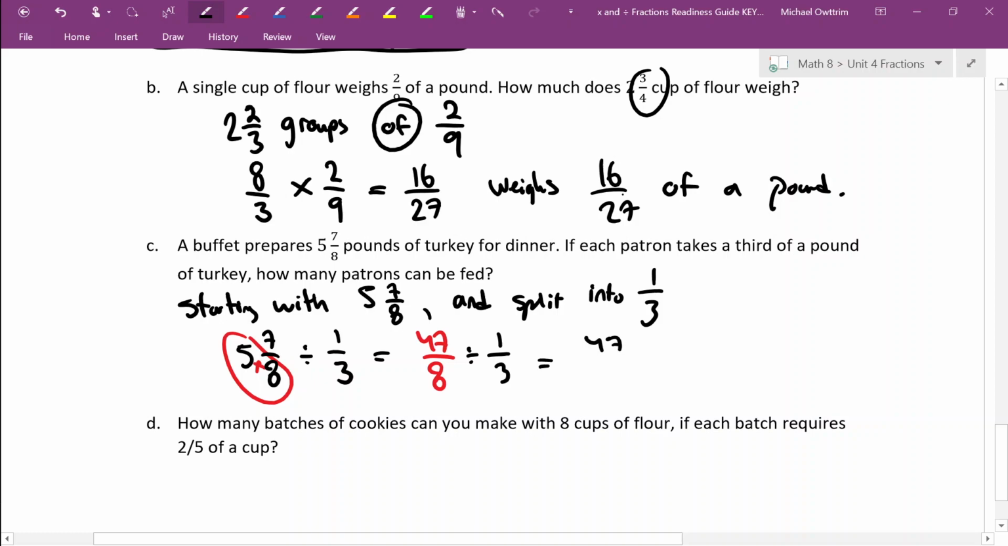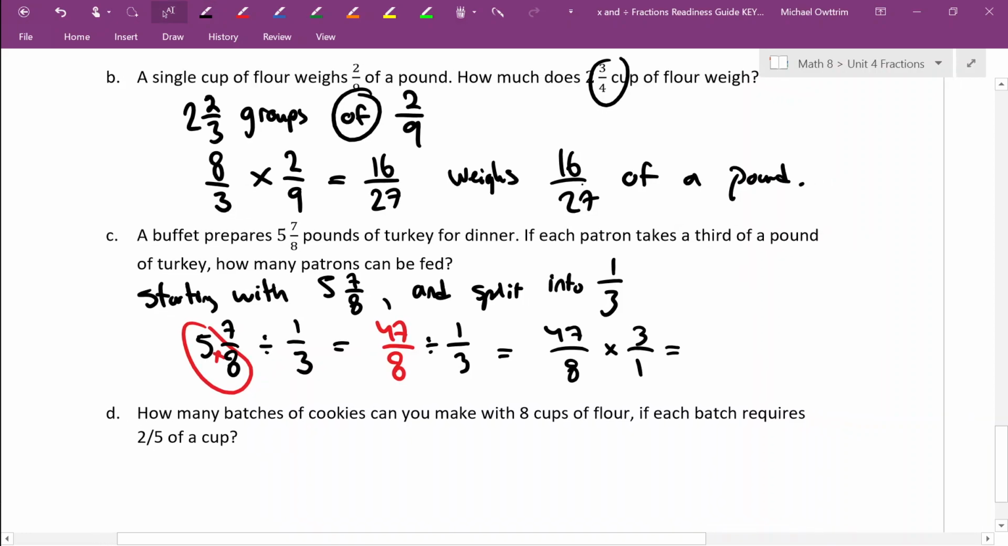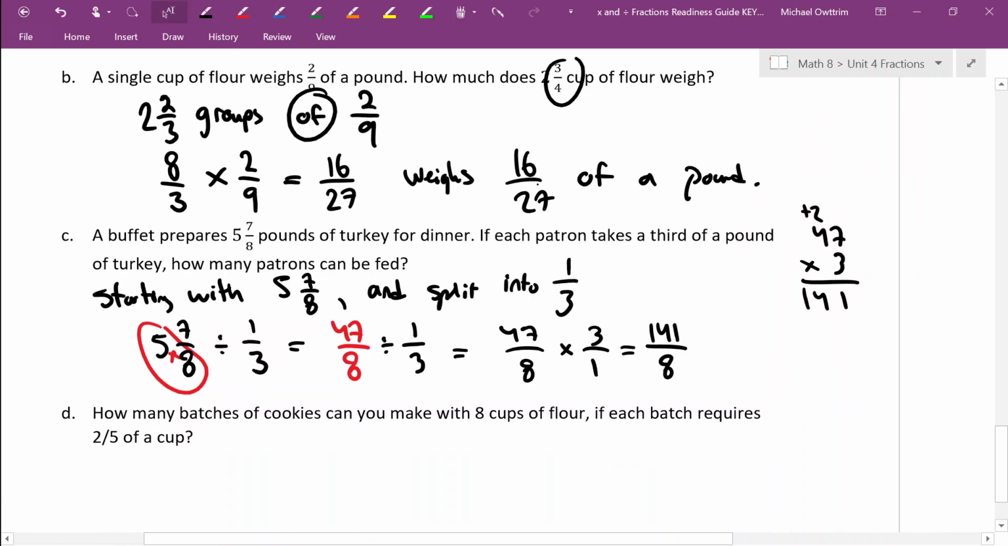And we need to divide that by 1/3. We're going to flip and multiply: 47/8 times 3 over 1. And let's do that calculation. 47 times 3, well, that's a good one. 3 times 7 is 21. 3 times 4 plus 2 is 14. So we have 141/8 worth of servings.